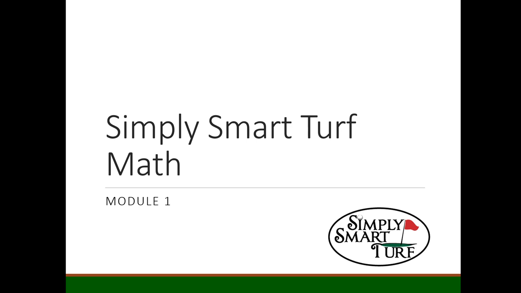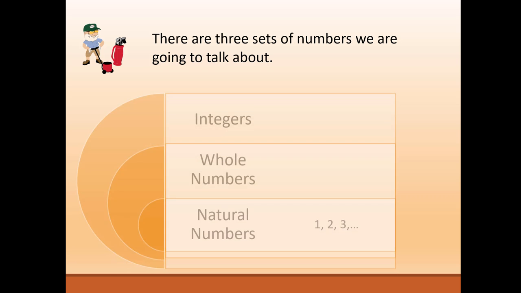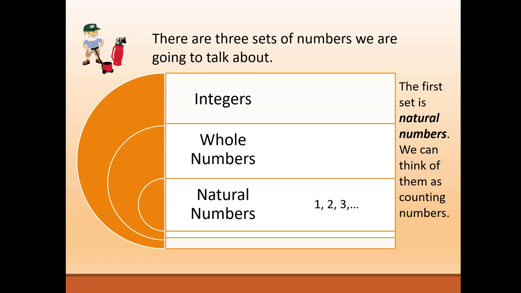In Module 1, we're going to introduce whole numbers. There are 3 sets of numbers we're going to talk about. The first set is natural numbers. We can think of them as counting numbers. The numbers 1, 2, 3, and then the numbers continue on.